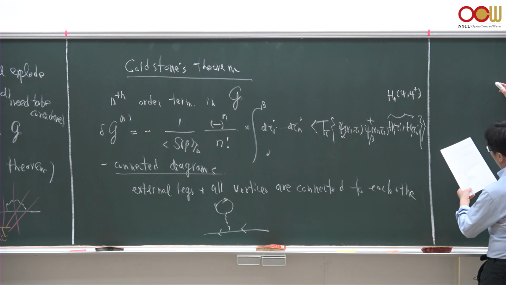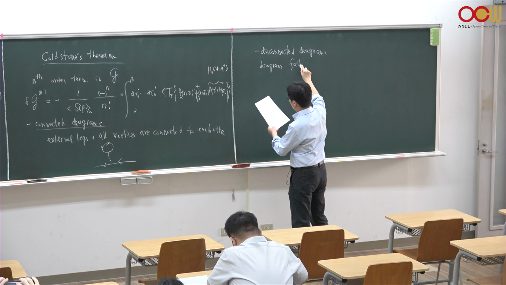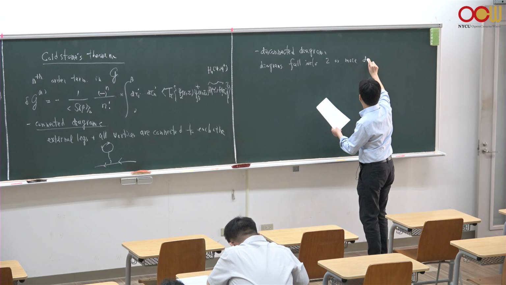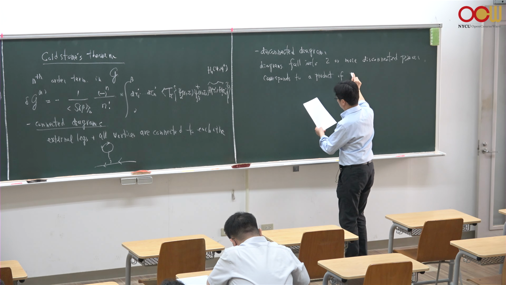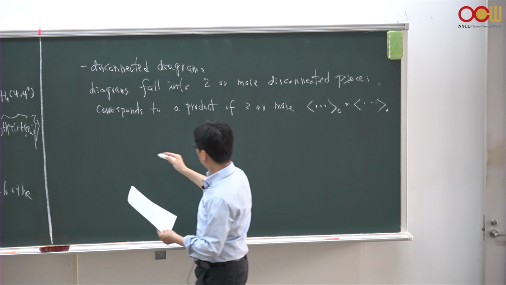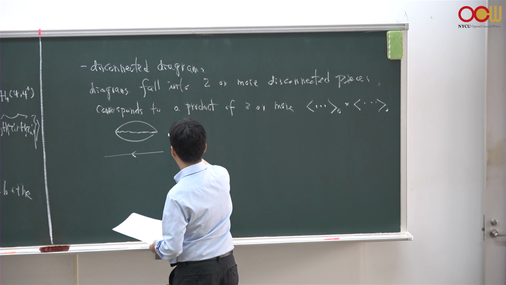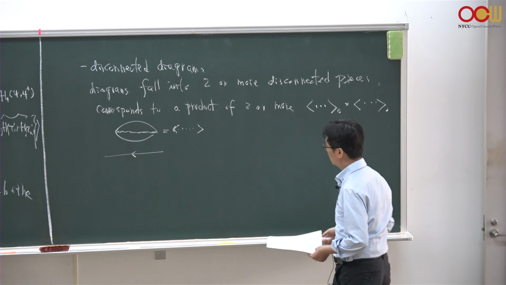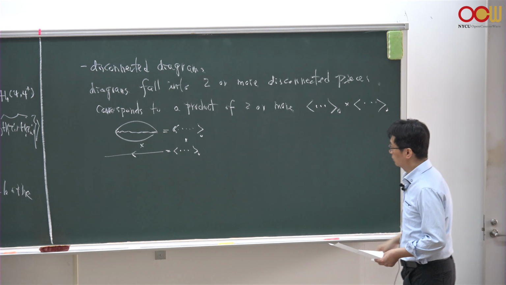And let me repeat what makes it disconnected. All those diagrams that fall into 2 or more disconnected pieces correspond to a product of 2 or more expectation values. Remember, each piece of this disconnected diagram is actually some expectation value that could be evaluated separately. And if you have 2, you get a product of the 2 independent expectation values.